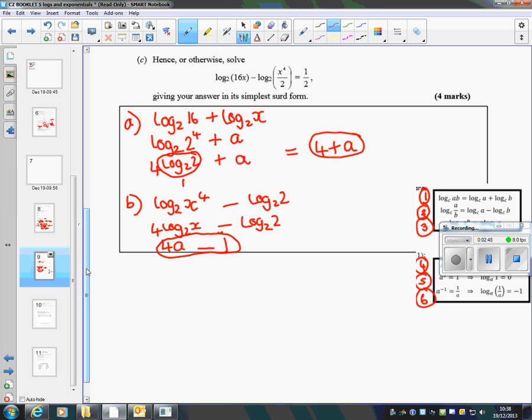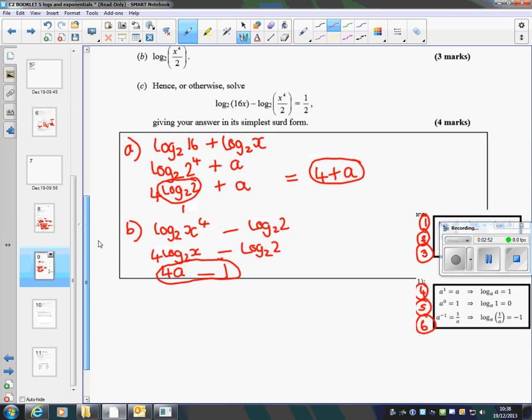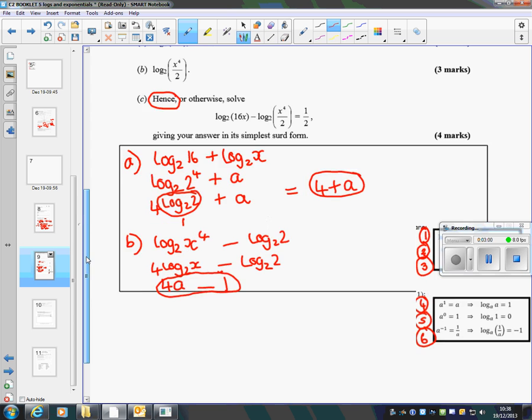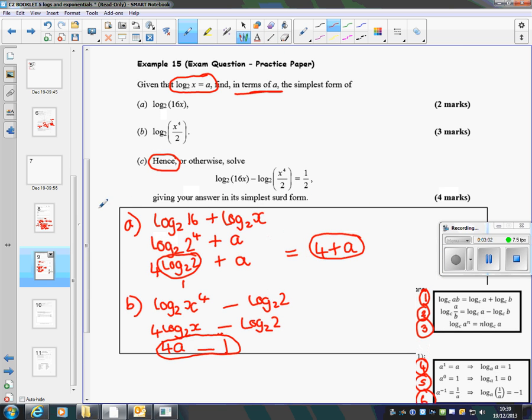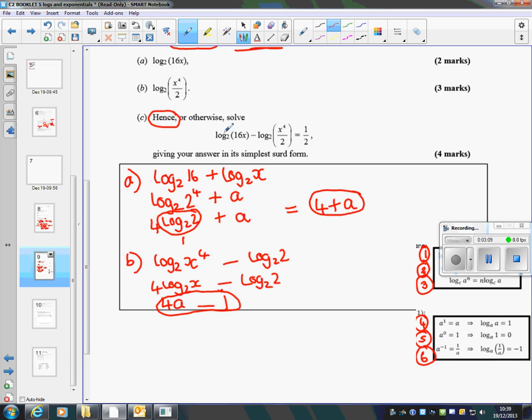Now in part C, it looks a little bit more complicated, but you'll probably notice the key word in the question here, hence, often means there's a link to previous parts of the question. So you should be able to use previous parts of the question to make it easier to solve. So log to the base 2 of 16x, we've already written that as 4 plus a.